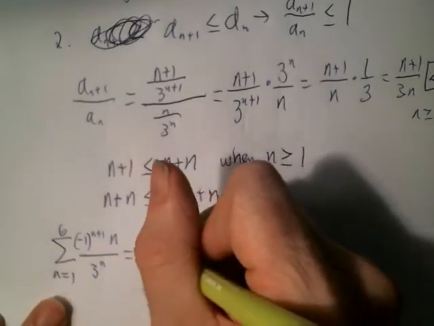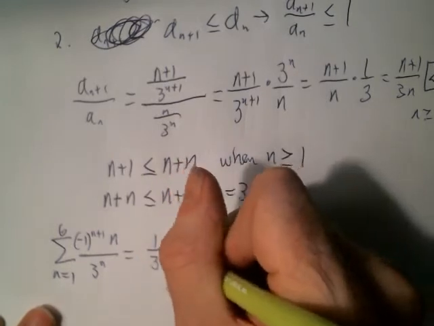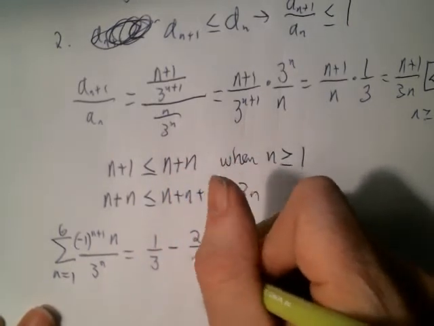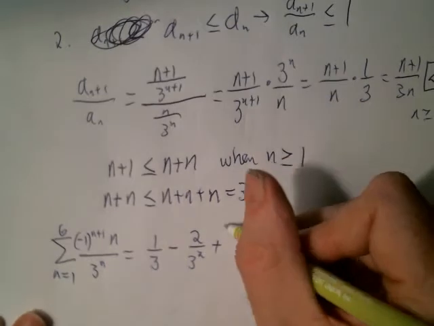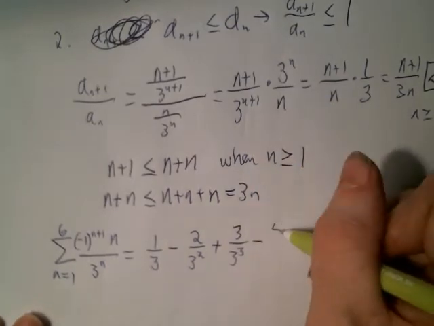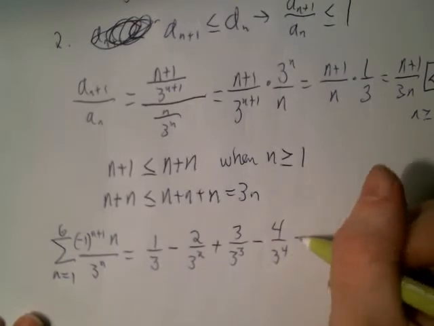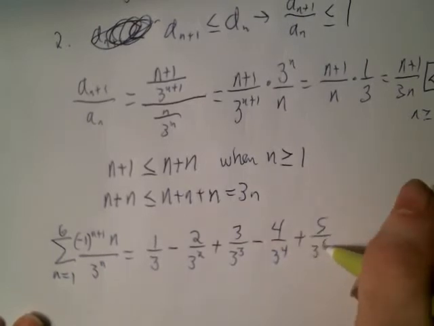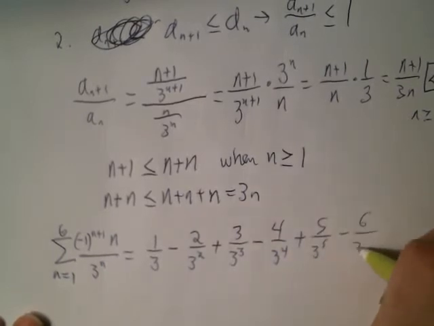It'd be 1 all over 3 minus 2 all over 3 squared plus 3 all over 3 cubed minus 4 all over 3 to the 4th plus 5 all over 3 to the 5th minus 6 all over 3 to the 6th.